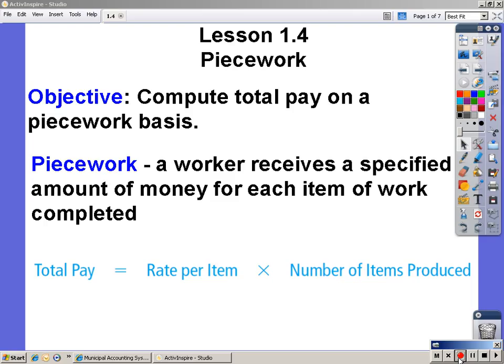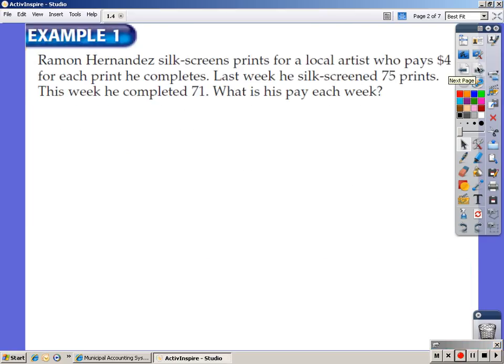Okay, moving along. Example 1. Raymond Hernandez silk screens prints for a local artist who pays $4 for each print he completes. Last week he silk screened 75 prints. This week he completed 71. What is his pay each week?